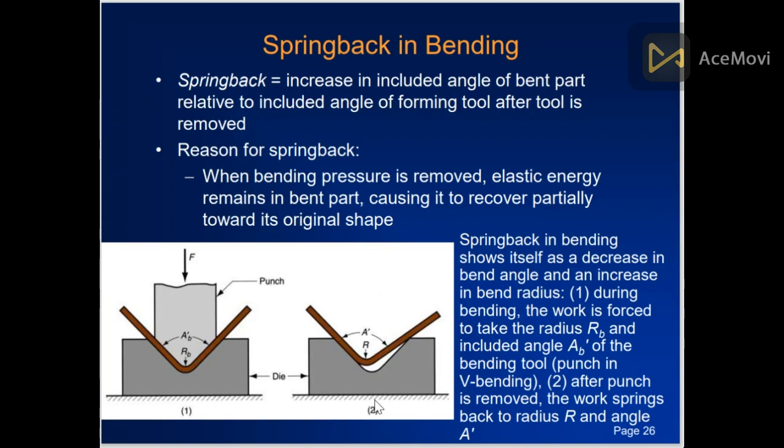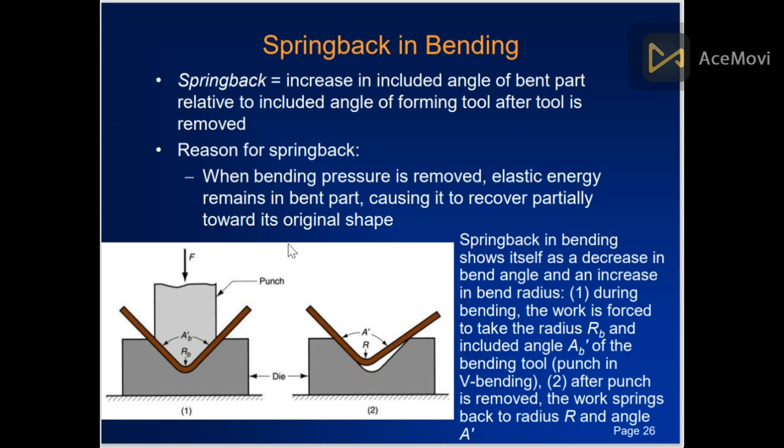Springback in bending. This is a very interesting and important term. As is clear from the name, a spring is something coming back to its position. Springback means coming back to its position, but in this case only to some extent. It is the increase in included angle of the bent part relative to the included angle of the forming tool after the tool is removed. When the bending pressure is removed, elastic energy remains in the bent part, causing it to recover partially toward the original shape. This is some kind of strain energy included in it.